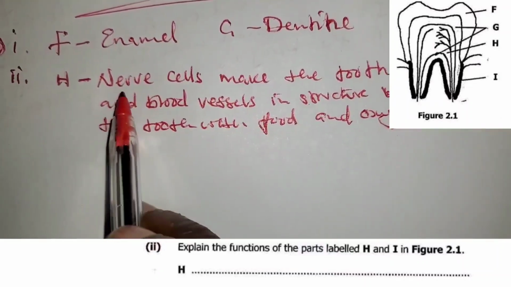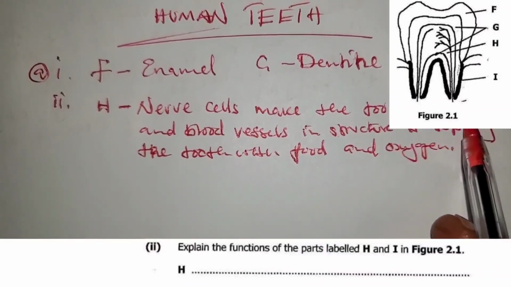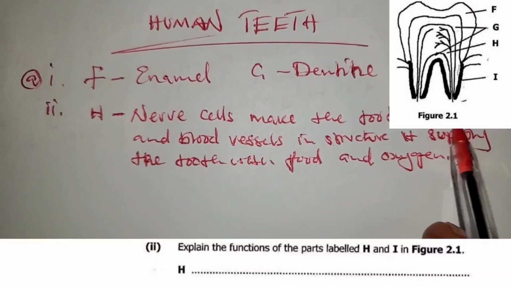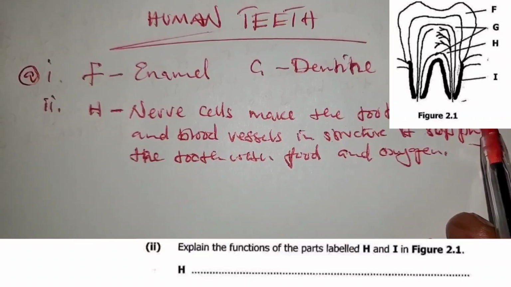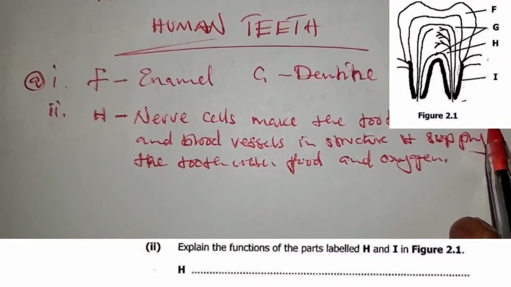Now listen, these nerve cells are sensitive to what? They're sensitive to pH, they're sensitive to temperature, and also sensitive to pressure.